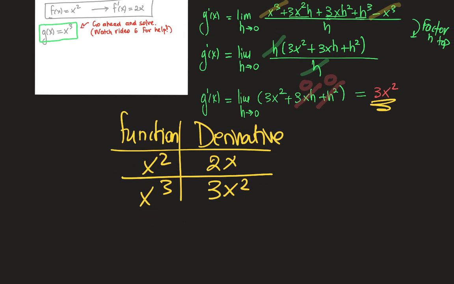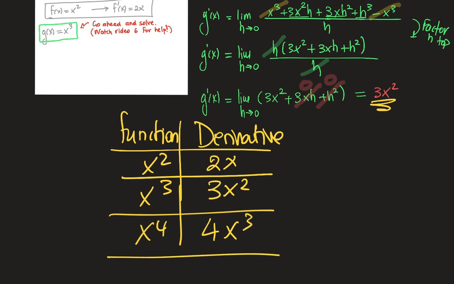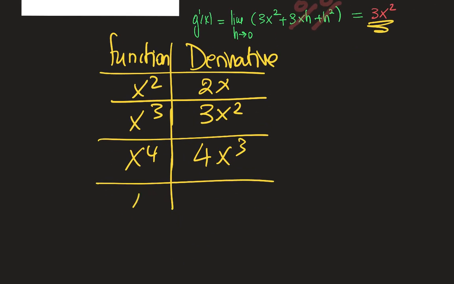So if you're able to carry on and do x to the power of 4, and if you want to convince yourselves, please do, and use Pascal's triangle to calculate the coefficients and so on, you're going to end up with 4x to the power of 3. And if you do one more, x to the power of 5, then you're going to end up with the derivative being 5x to the power of 4.